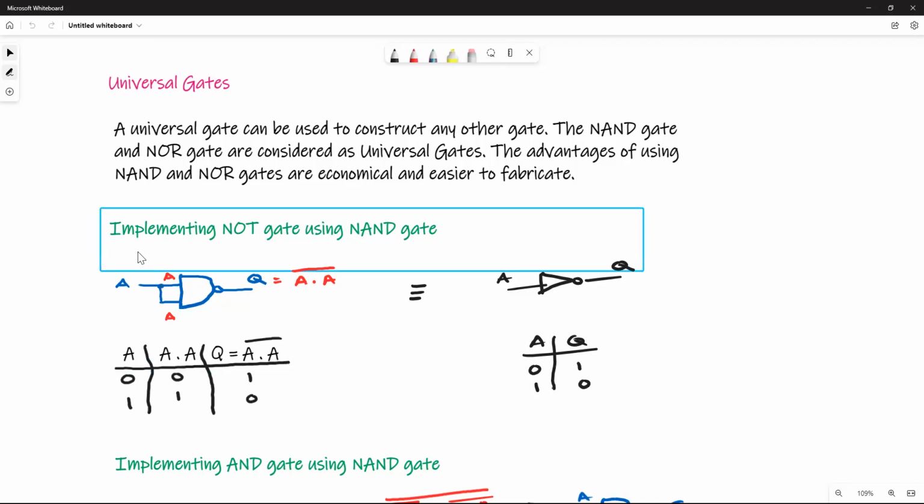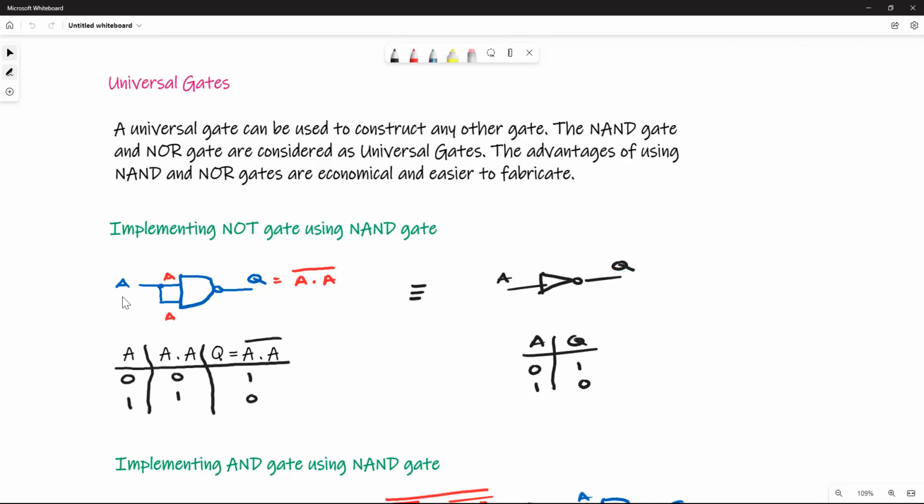The first thing that we discussed last time is implementing a NOT gate using a NAND gate. What you do is you get a NAND gate and you short circuit it. Short circuit means we have a single input A, and the second input connects to the first one. When you short circuit it, we know that Q will be A dot A bar.